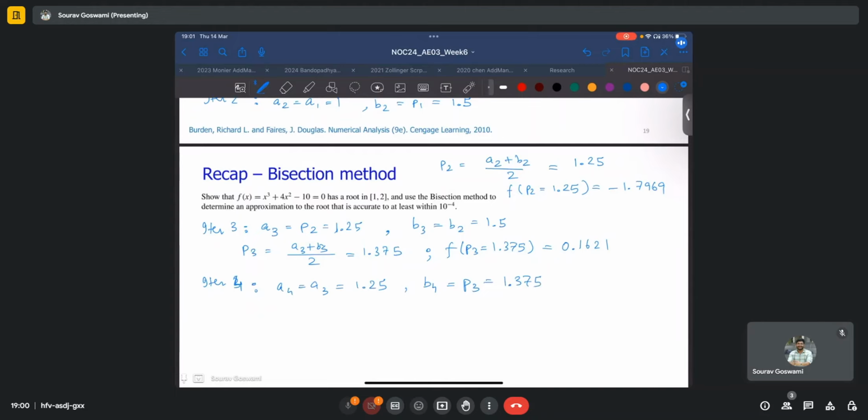And you will see how in each step we are simply bracketing the root, trying to contain it within 2 points. Now for this p4 or the midpoint, will equal a4 plus b4 by 2, 1.25 plus 1.375 by 2, which is equal to 1.3125.